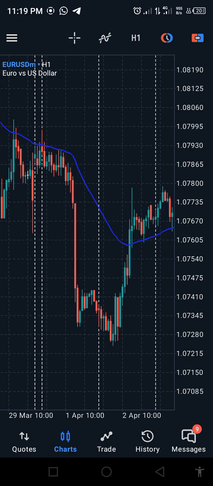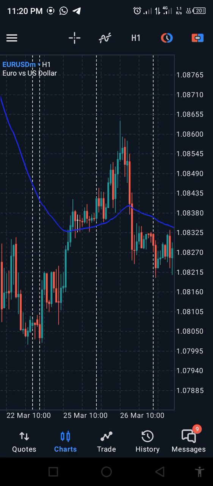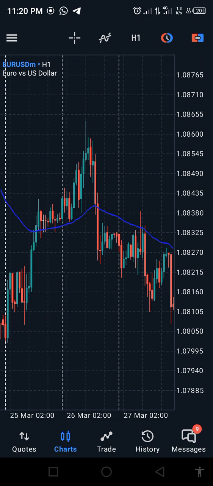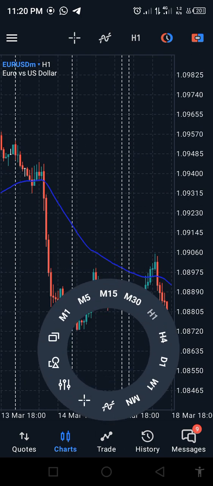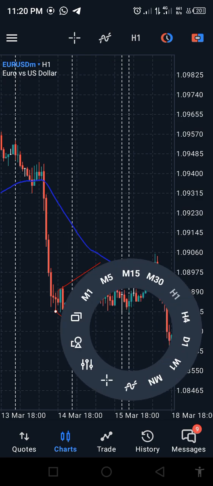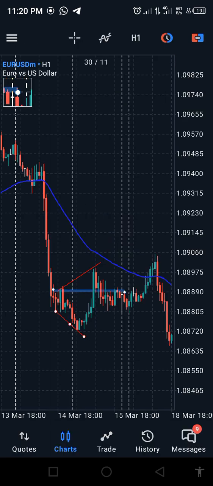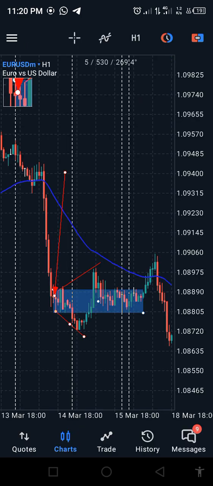So let's try to locate QM buy zones, Quasimodo buy zones. Okay, Quasimodo buy here. So with a little bit of practice, you will get it.